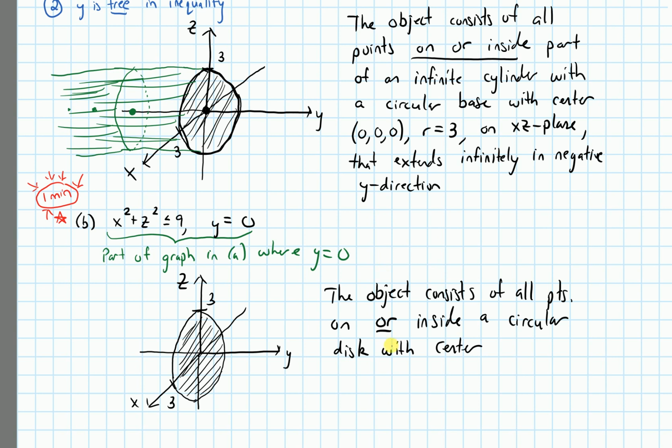Okay, so back to the description. Disk with center 0, 0, 0, radius equal to 3, and it's on the xz plane. And there is our description in words.